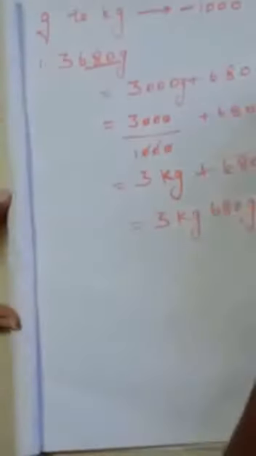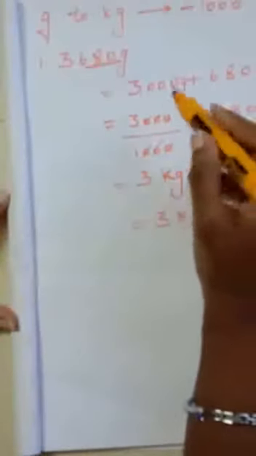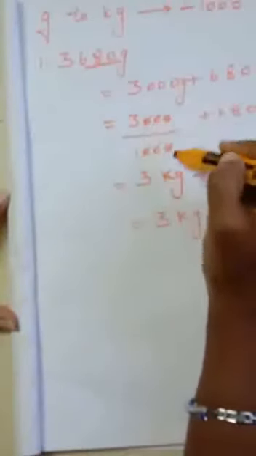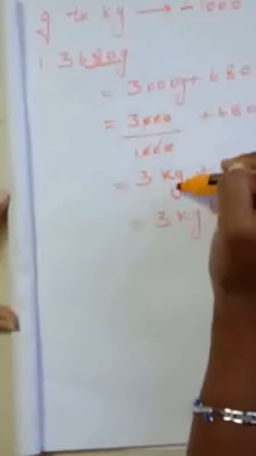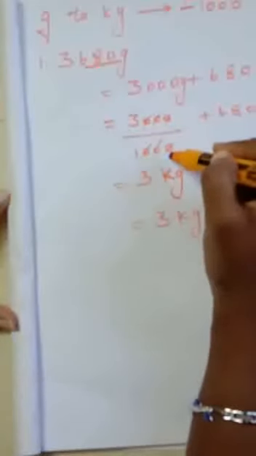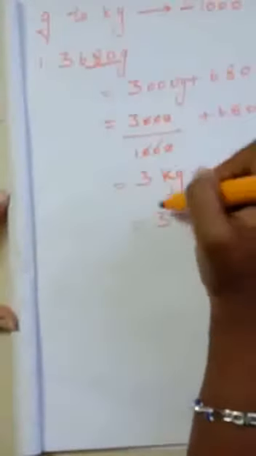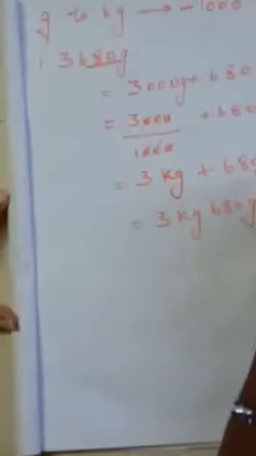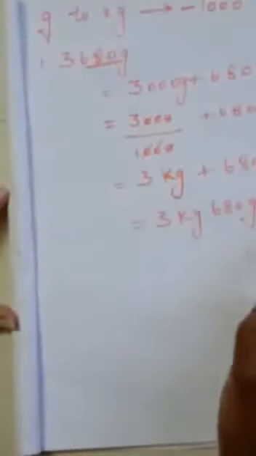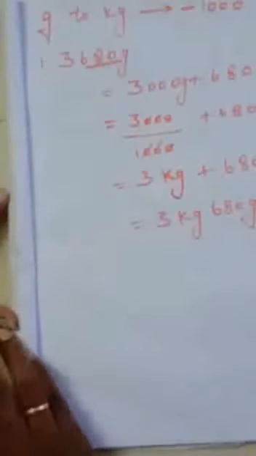So these are all the steps to be followed. We have to split and write. 3000 gram. To convert this into kg, you have to divide this by what? 1000. When we divide this, we will get 3 kg plus 680 gram, and you have to write finally 3 kg 680 gram. Clear? Complete value is given in gram, and you have to split and write.